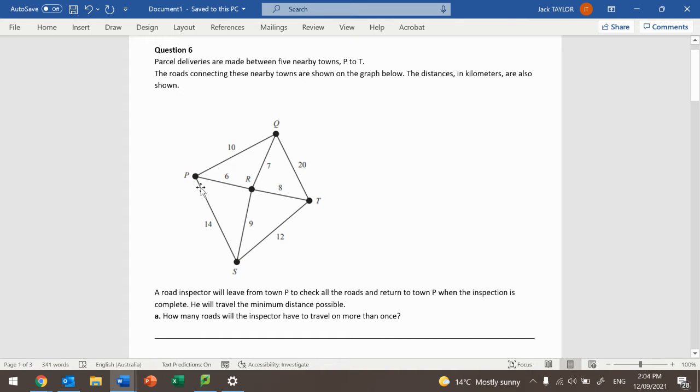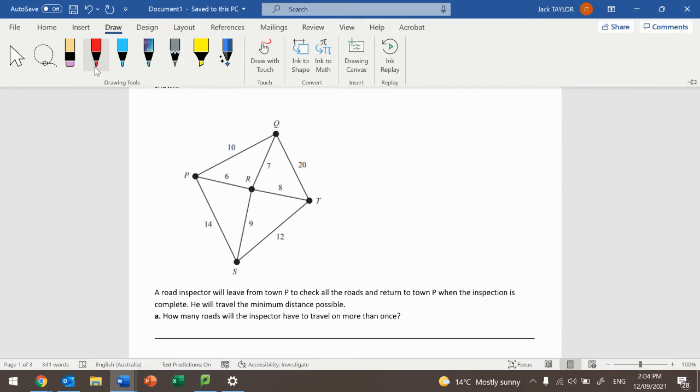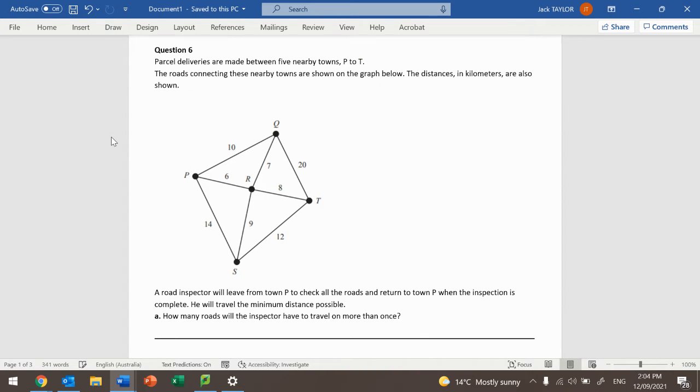The way I would try and go about this one is to think about, all right, if this person's going to travel on all of the roads and they want to get back to where they started, that's an Euler circuit. Now, for an Euler circuit to exist, we need all even vertices. At the moment, P, Q, T, and S are all odd.